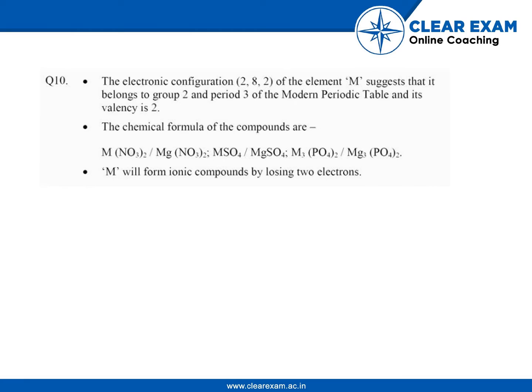So first we can know the valency of the element M since its electronic configuration has been given. In the outermost shell it has only 2 electrons, therefore the valency is 2. And now we come to the part where we have to tell the compound formula formed. So here we go.